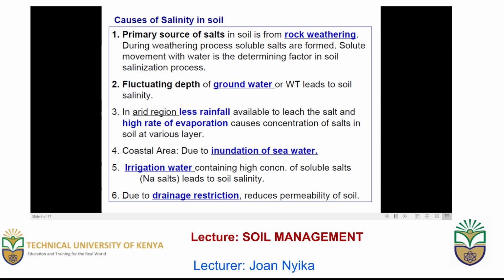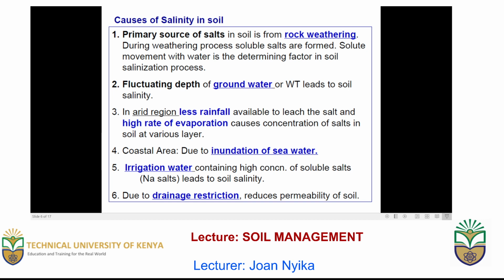Number two is the fluctuating of groundwater, or what we refer to as the water table. And usually it deters the rate at which leaching occurs. Number three, in arid areas where they receive less rainfall and high evapotranspiration, leaching of the soils is deterred, hence salts are moved to the surface. And this is what we were referring to, the capillary action.